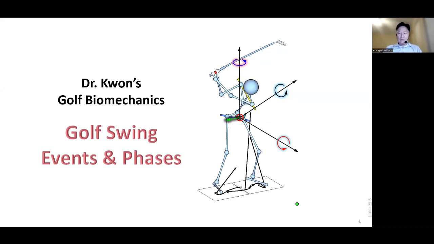Today, I'm going to talk about golf swing events and phases. Golf swing events means an important instance in the golf swing. And once we identify the important instance, then we'll be able to also define the phases based on the events.